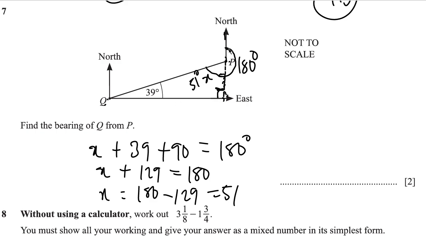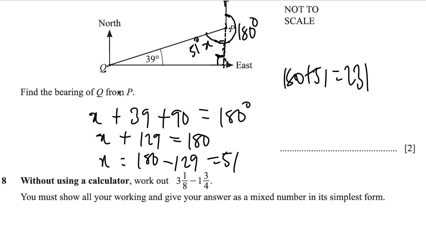So P started off from the north, moving 180, then an additional 51 degrees, right? And then 180 plus 51 is 231, and that's the bearing of Q from P, starting off from P, right? You could see that if the question was in the case of maybe P from Q, that would be a different thing, right? So you're starting off from Q and then you're tracing down to P, right?